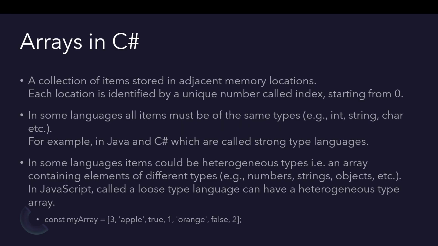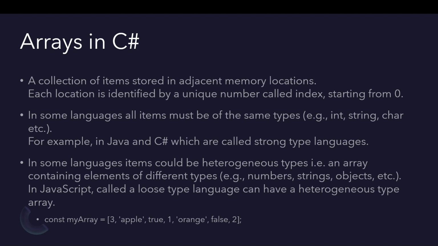Today we are going to look at arrays in C#. Arrays are collections of items stored in adjacent memory locations. These locations have a unique identifier, a unique number, which is called an index. Index starts from 0.